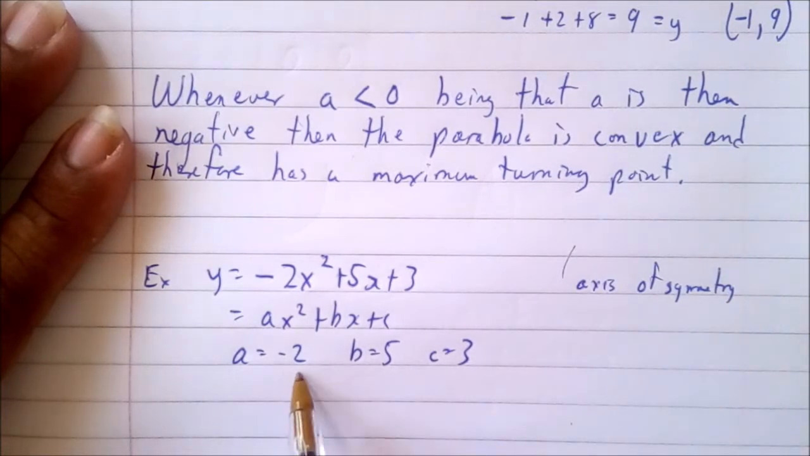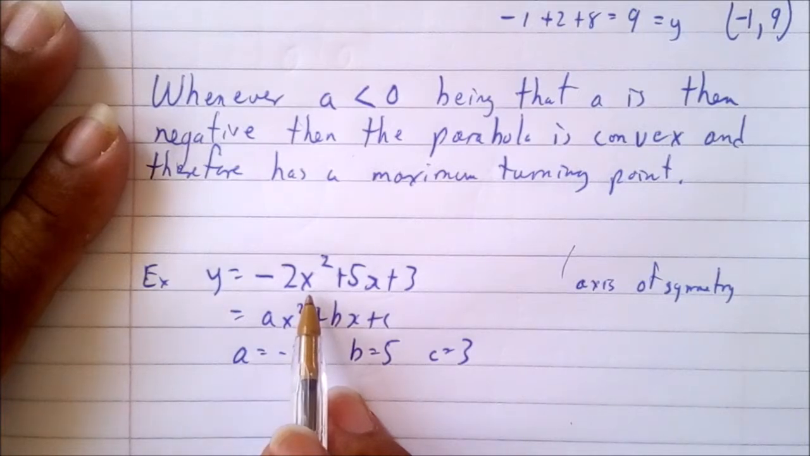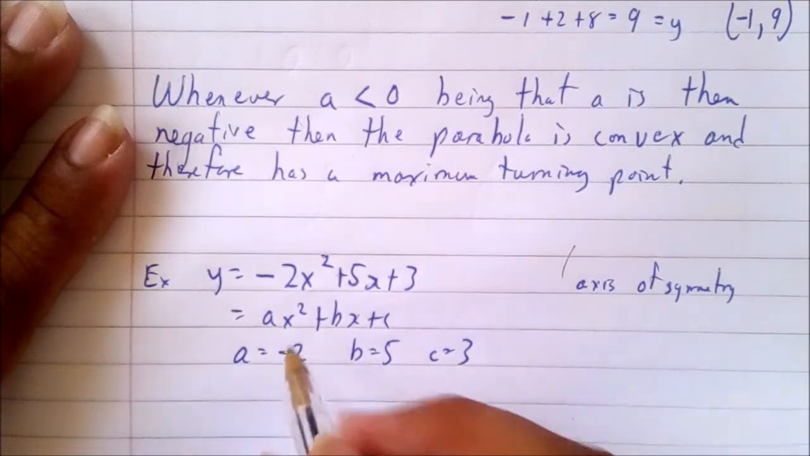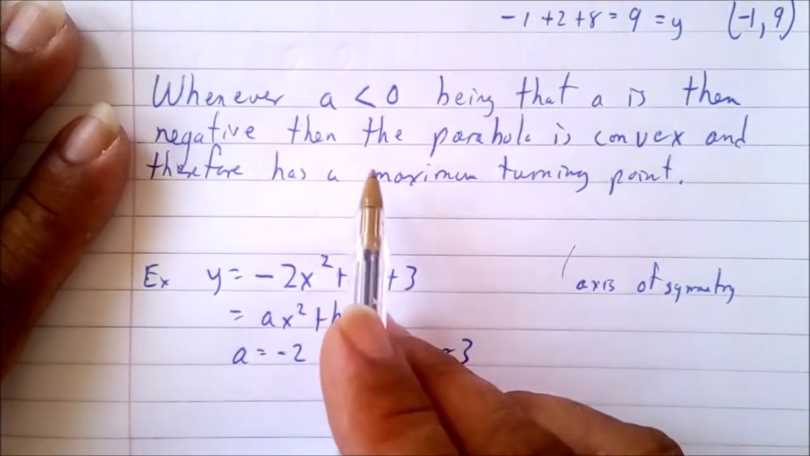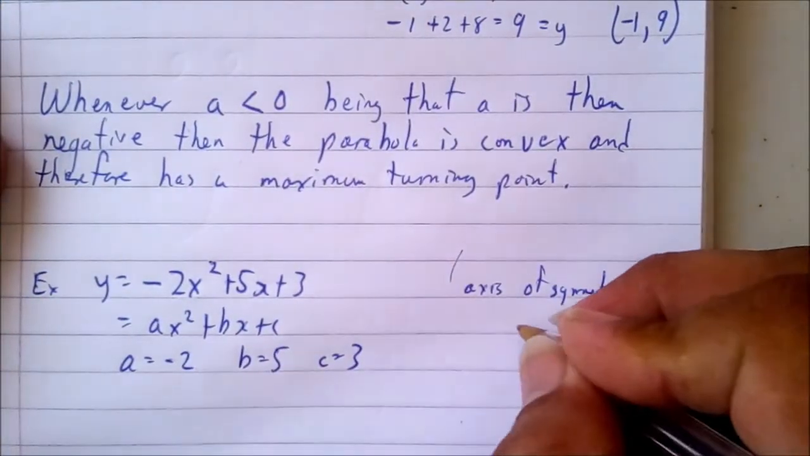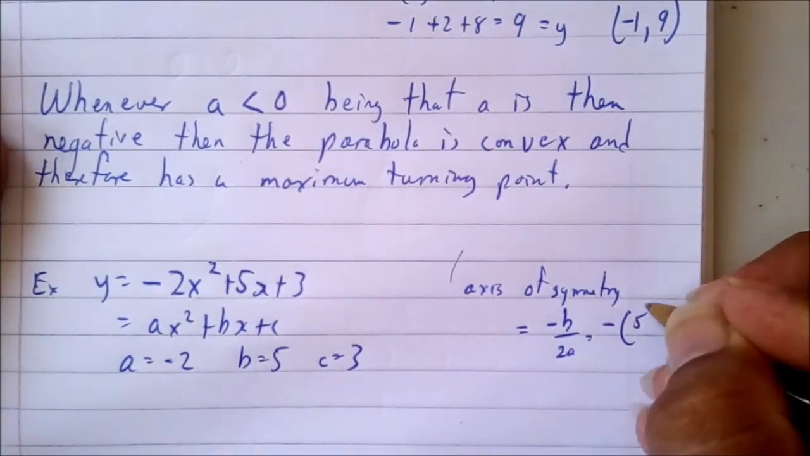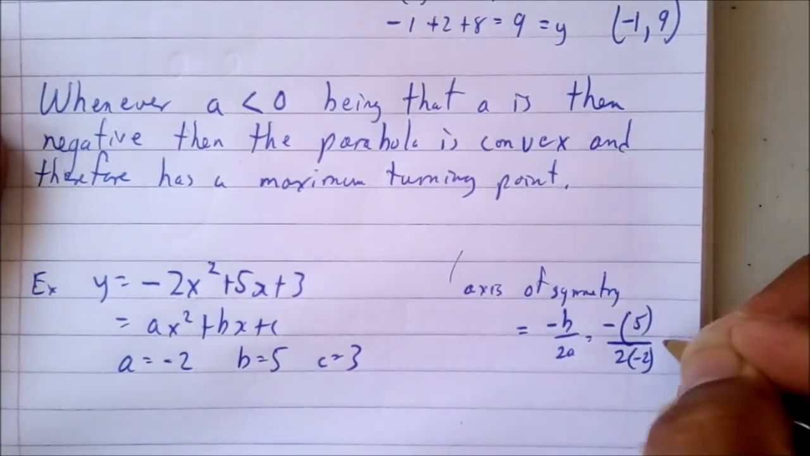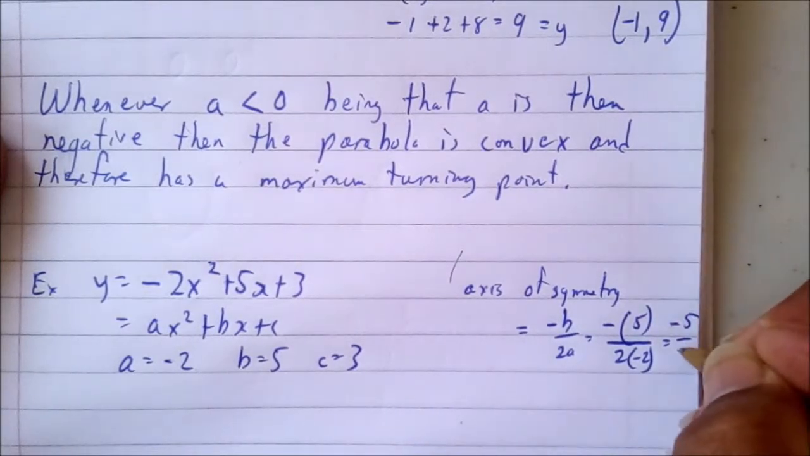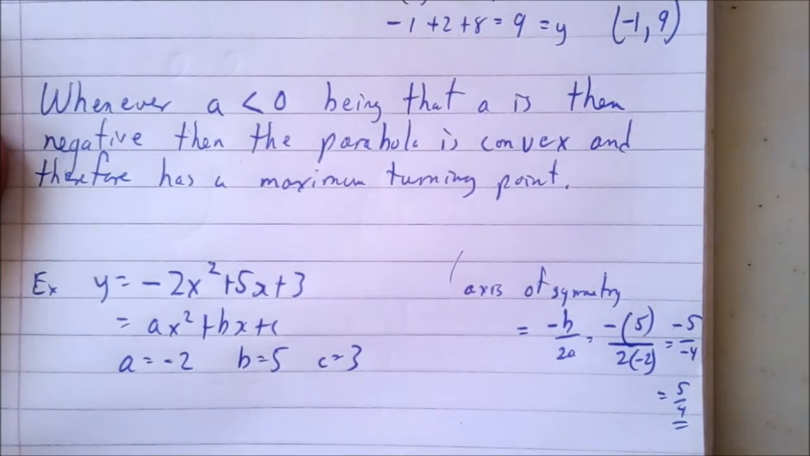And as you can notice, since a is -2, will this parabola be a maximum or minimum? If you said maximum, you're correct, because like how we said here, if a is less than 0, then it's a maximum turning point. And which point is that? Well, recall the equation -b over 2a, -b, which is 5, and 2 times a there. So therefore we end up with -5 over -4, which then gives us 5 over 4. Notice we get a 5/4. This is the value of the x.